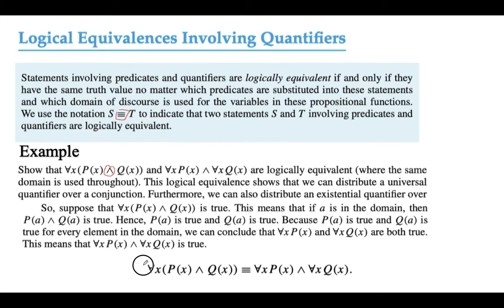So this statement is logically equivalent to this one: for all x, p of x and q of x is equivalent to for all x p of x and for all x q of x. So you can see in this logical equivalence the universal quantifier is distributed over the predicates p of x and q of x.